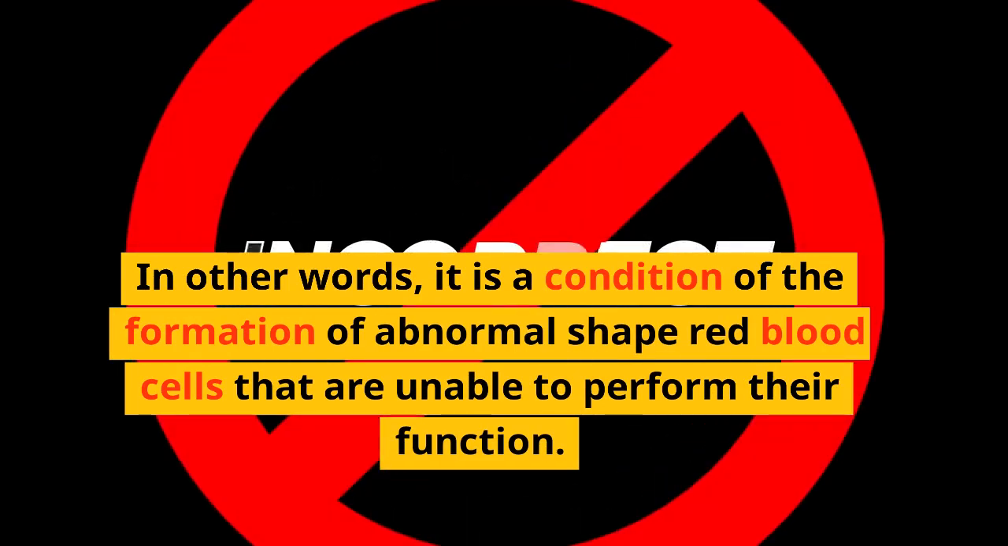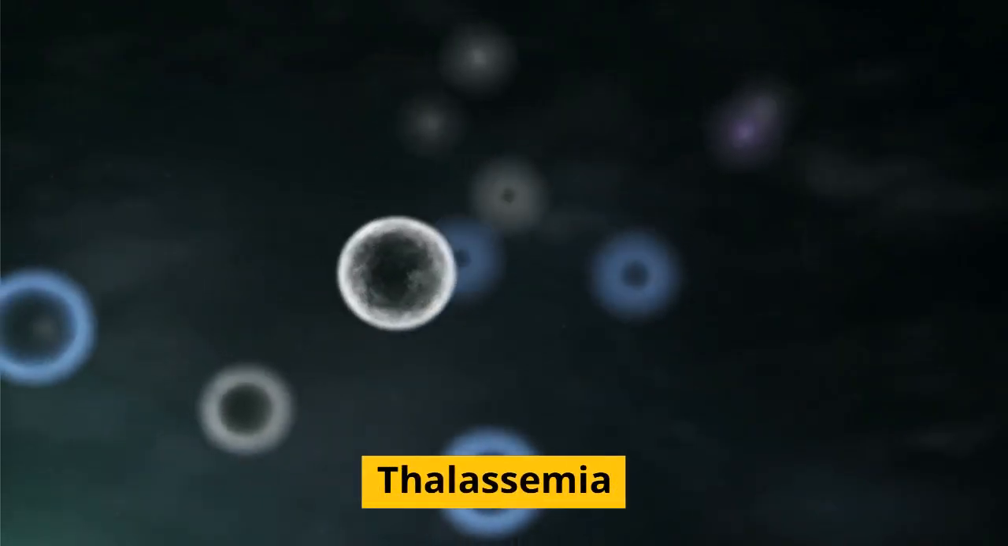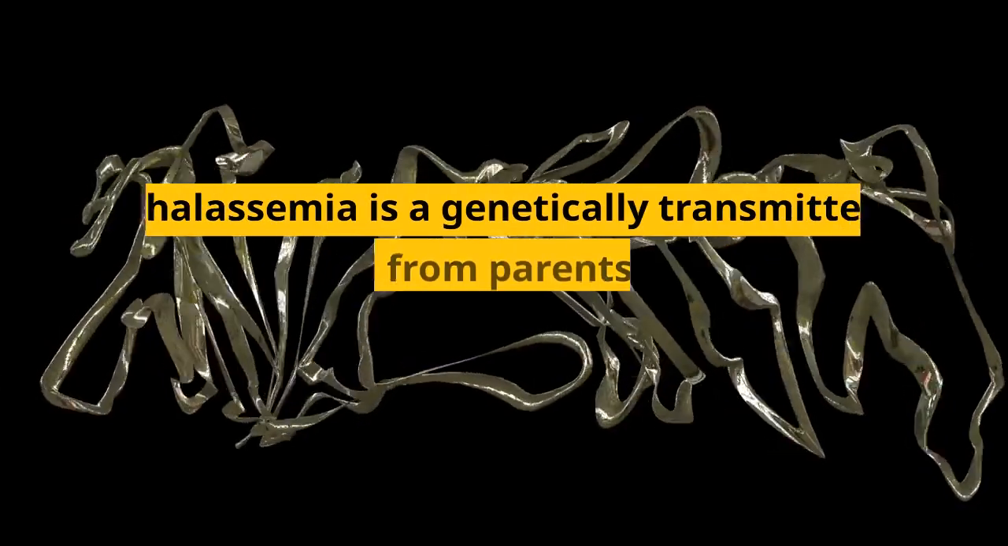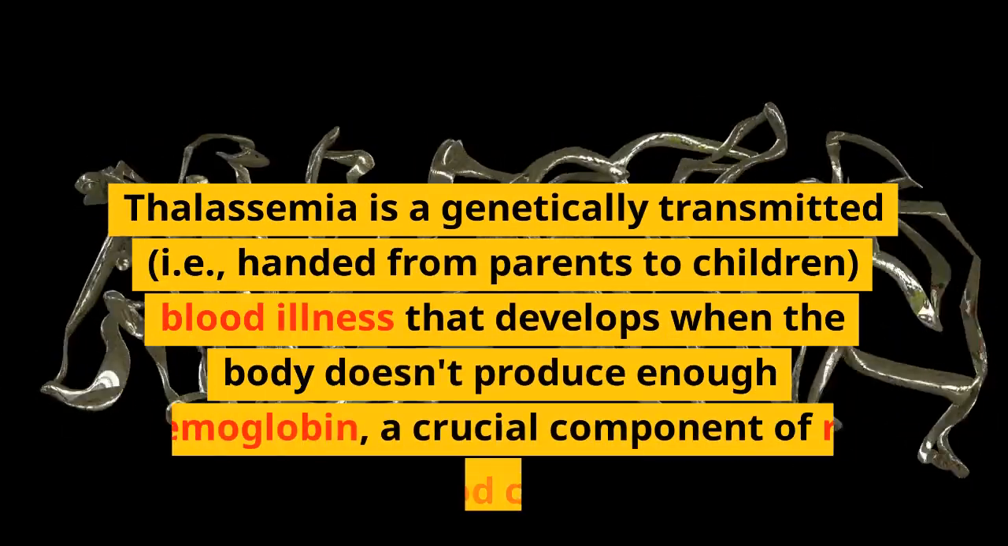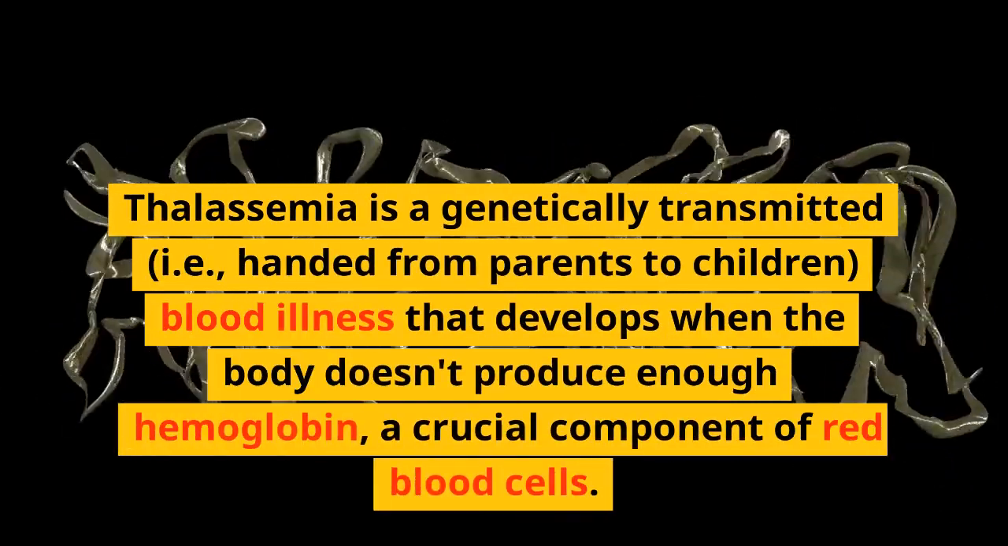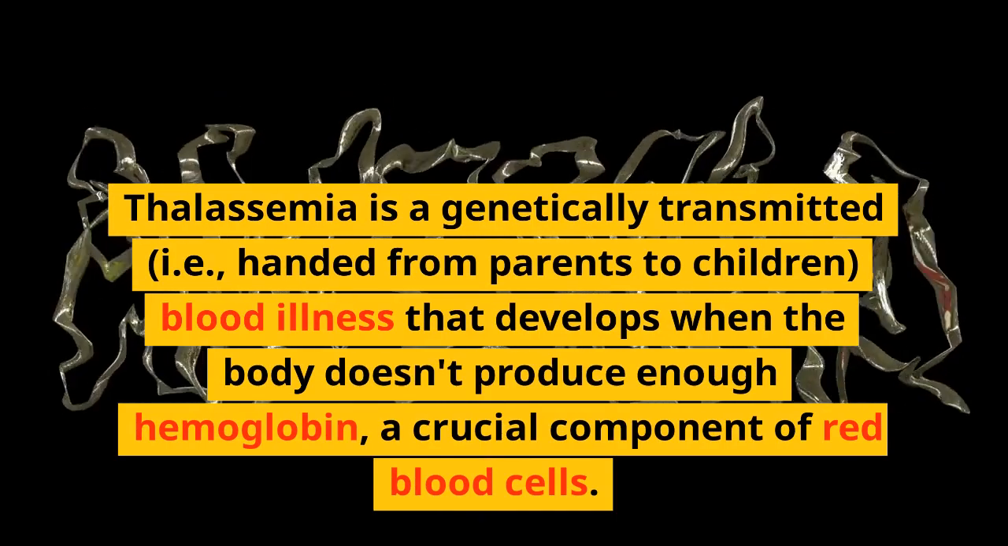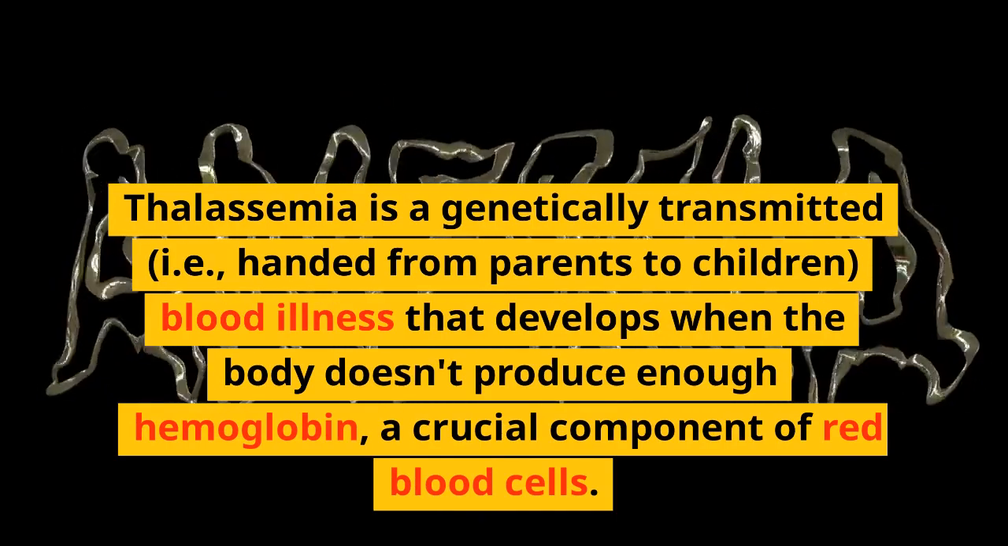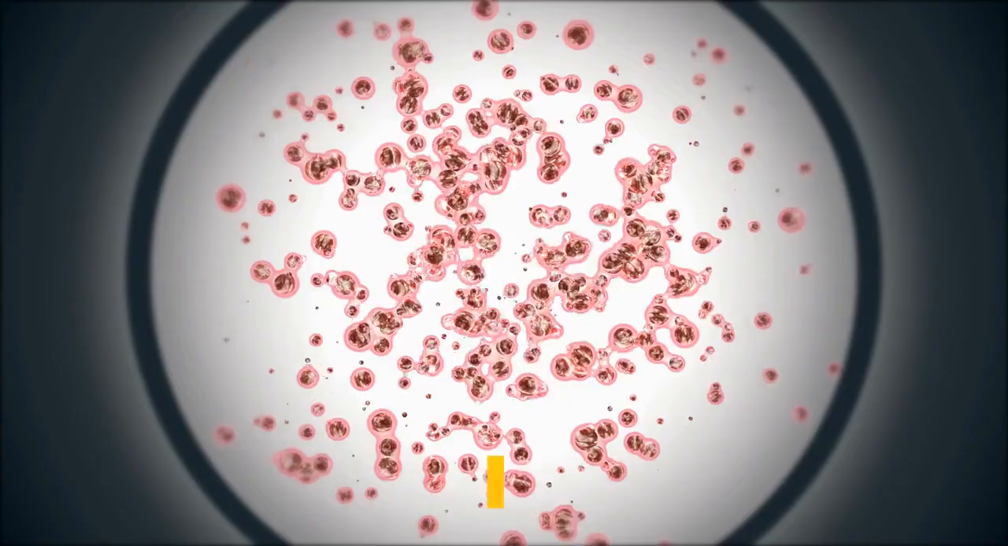Another type of anemia is thalassemia. Thalassemia is a genetically transmitted blood illness that is handed from parents to children. It develops when the body doesn't produce enough hemoglobin, a crucial component of red blood cells.